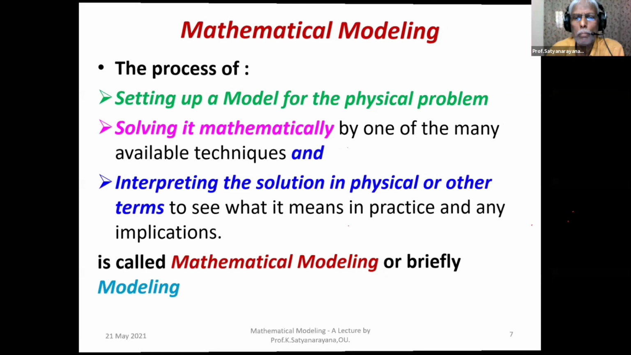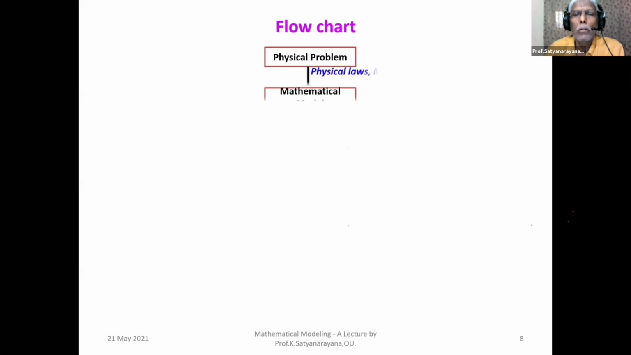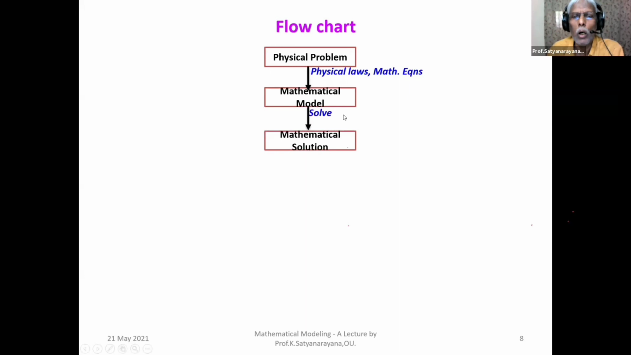Let us see its flowchart. We have a physical problem. What do we do? We use the physical laws and mathematical equations and write the mathematical formulation of the problem. Thus we get a mathematical model. Then we solve it. How do we solve? We have different methods. You can solve analytically and get an exact solution. If you are not interested in exact solutions, you apply some numerical methods and get approximate solutions.